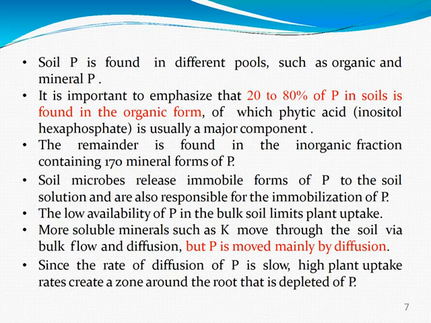The low availability of phosphorus in the bulk soil limits plant uptake. More soluble minerals such as potassium move through the soil via bulk flow and diffusion, but phosphorus is moved mainly by diffusion. Since the rate of diffusion of phosphorus is slow, high plant uptake rates create a zone around the root that is depleted of phosphorus.